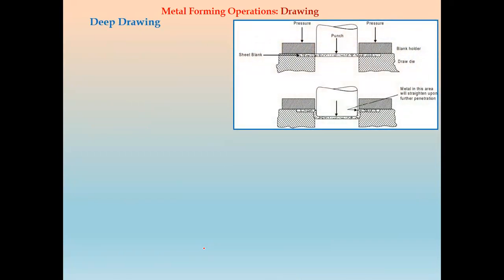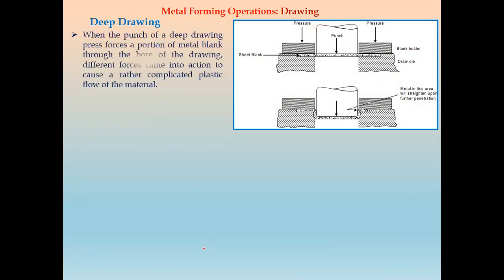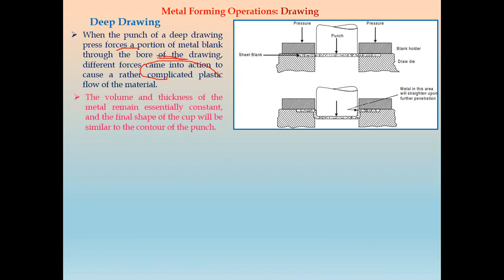Between cold drawing and deep drawing, some difference is there. In the deep drawing process, the punch forces a portion of the metal blank through the bore of a drawing die. The difference is that forces come into action rather than complicated plastic flow. So in deep drawing, the volume and thickness of metal remain essentially constant.